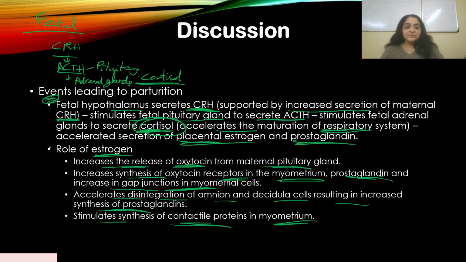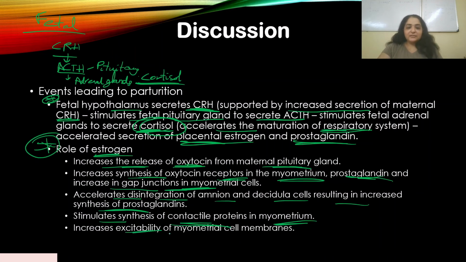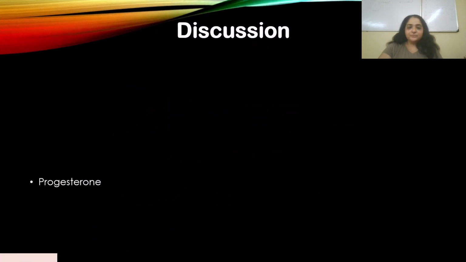So estrogen plays a very important role in initiating all these processes. It releases oxytocin, it helps in the synthesis of more receptors. Then there is prostaglandin synthesis, there's an increase in gap junctions in the myometrium, and there are more contractile proteins also. So estrogen is playing a very big role in parturition. It also increases excitability of myometrial cell membranes. So this is the role of estrogen.